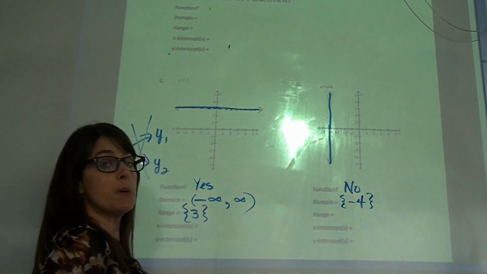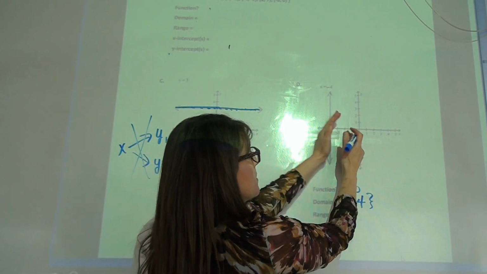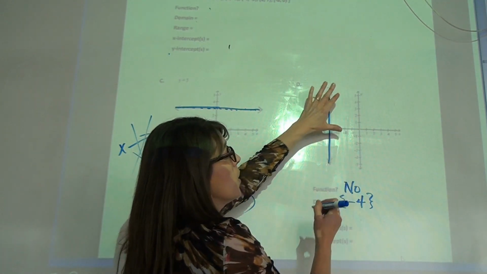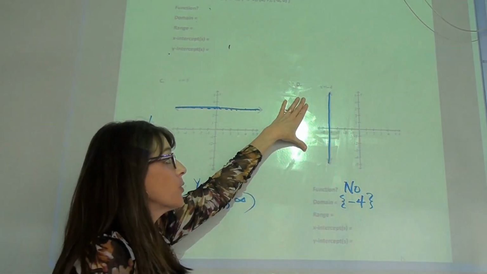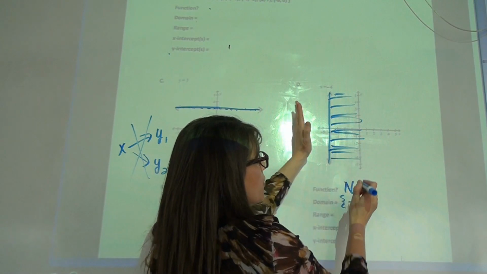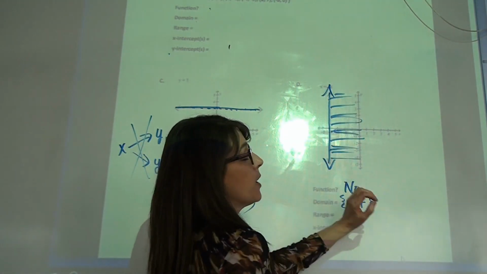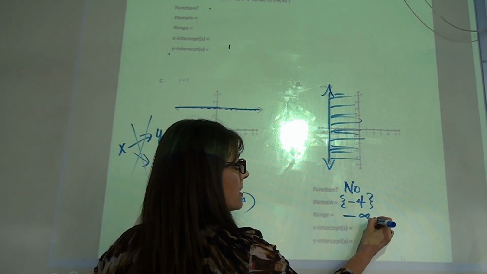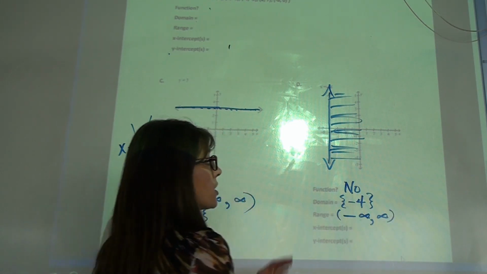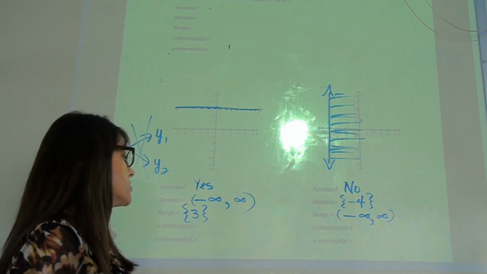My range, being that that's my y-coordinates, I'm going to take this and squish it up on this y-axis. I'm going to say, on this line, what of these y values are included on that line? So everything, they all squish over to here. Arrow means going forever down, arrow means going forever up. So everything from negative infinity up to positive infinity is going to be included in that graph. So that's how you get your domain and your range on these two.